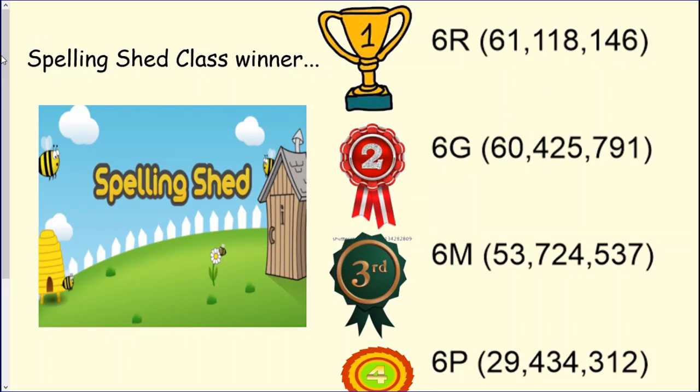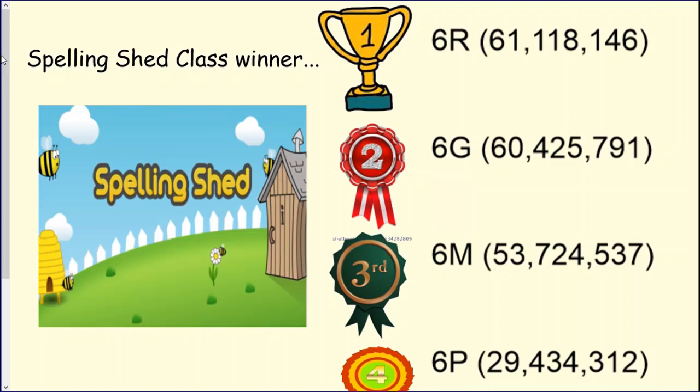And finally, just before I head off and leave you to your chillies, just to let you know that the Spelling Shed class winners as of the 14th of January, in first place we've got 6R with 61,118,146 points. Woo woo, well done 6R. Then we've got 6G in second place with 60,425,791 points. Well done 6G. Then we've got 6M with 53,724,537 points. Well done 6M.